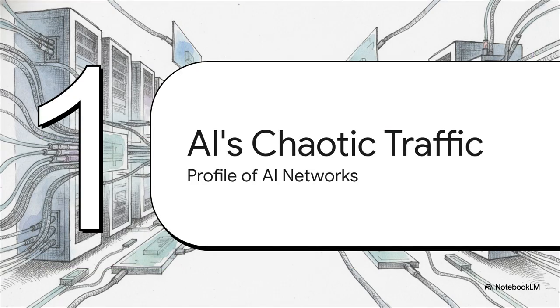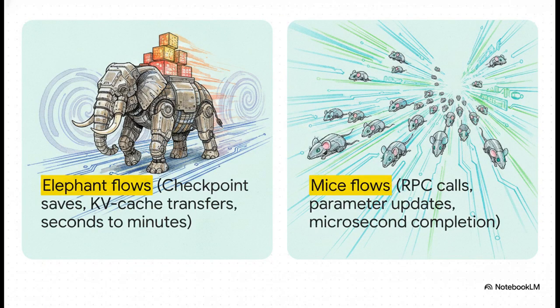All right, part 1, AI's chaotic traffic profile. You know, when we think about your standard enterprise network, we usually picture these nice, steady, predictable streams of web requests or database queries. But AI traffic, it's a completely different beast. It is a highly volatile mix of extremes, and they are all competing for the exact same resources. Network engineers actually divide this traffic into two camps: elephants and mice.